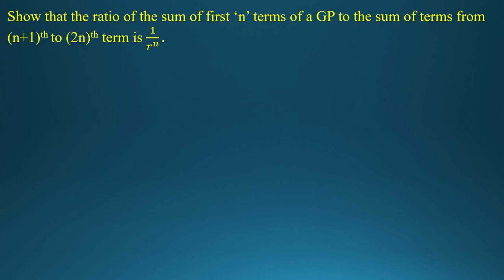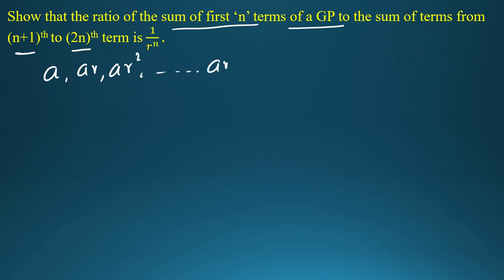Now, let's talk about this. Show that the ratio of the sum of the first n terms of a GP to the sum of the terms from n plus 1 to 2nth term. Means a, ar square and so on, this is up to nth term, and after this the n plus 1th term will be ar to the power n and so on up to ar to the power 2n minus 1. Okay, so total 2n terms are there.